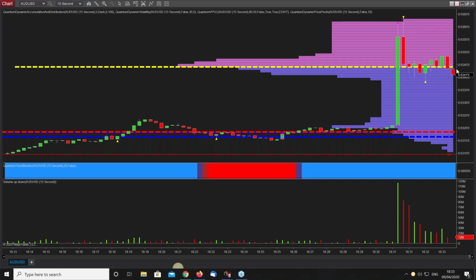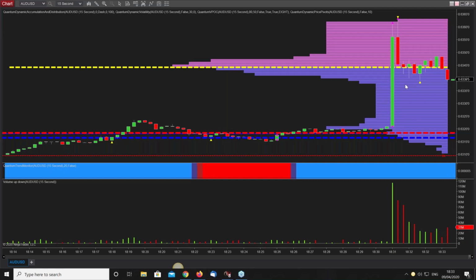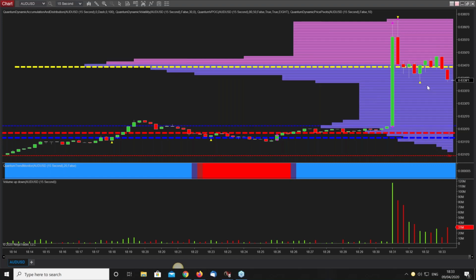Now it's either going to go into congestion or it's going to go into a full-blown reversal, depending on how we break from the volume point of control here. We've got low volume below, so if it breaks through this region, it's probably going to go through that fairly quickly because we've got pretty low volume here. Not as low as it could be, but certainly a lot lighter than over here. Bear in mind, this is a 15-second chart. Principles are exactly the same.